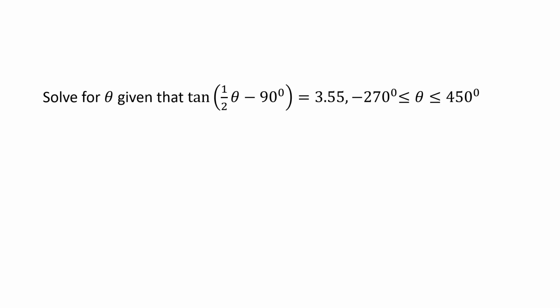Okay, we'll do one more question here. What if the angle given is 1/2 theta minus 90, but the domain is stated simply in terms of theta? Oh, we got a problem, don't we? Well, not really. What we're going to do is we're going to introduce a new variable. Alpha is 1/2 theta minus 90 degrees.